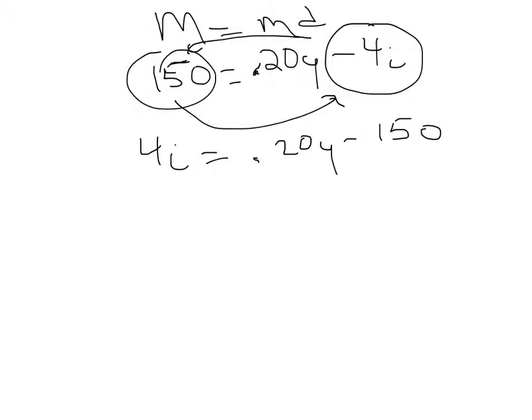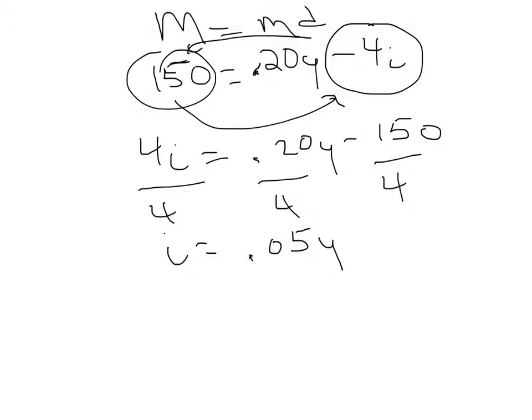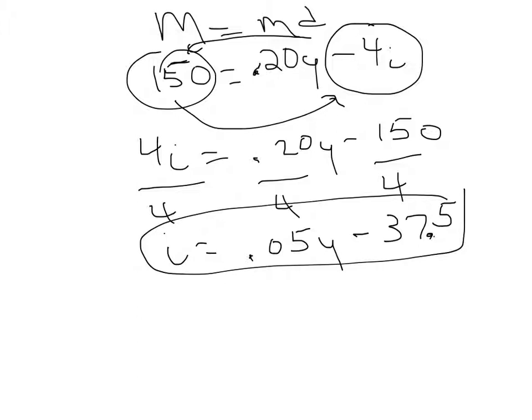Okay, now I'm going to divide everything by 4 because I want to isolate my I. Now I'm left with I equals 0.20 divided by 4, which is 0.05Y, minus 150 divided by 4, which is 37.5. Okay? So now I'm going to take this I that I found and plug it into the equation that I found for the goods market. So I'm going to go to the next page.